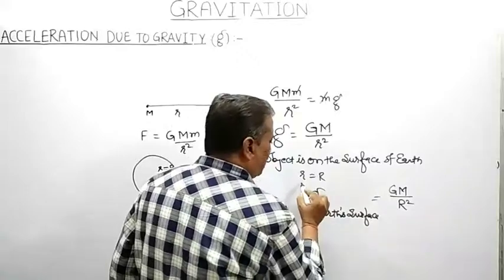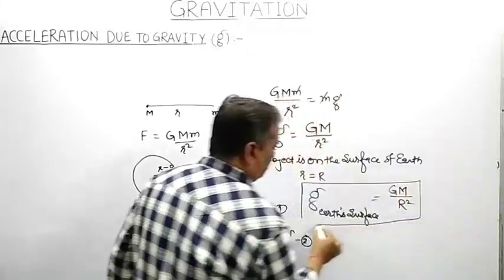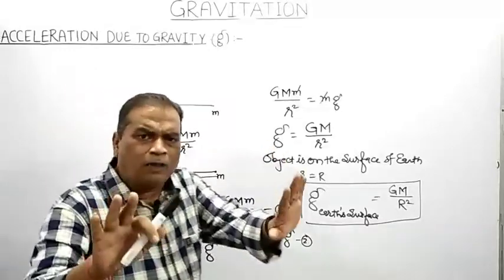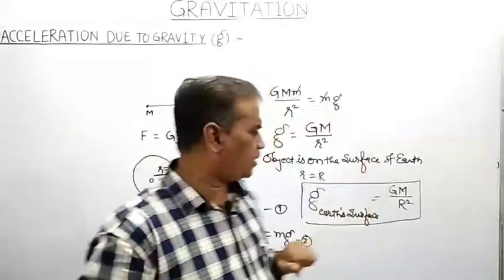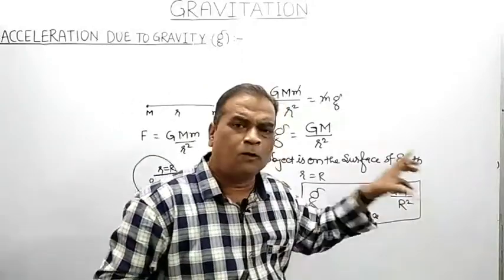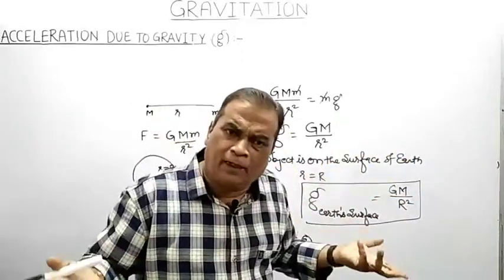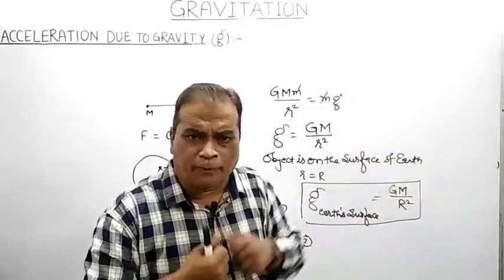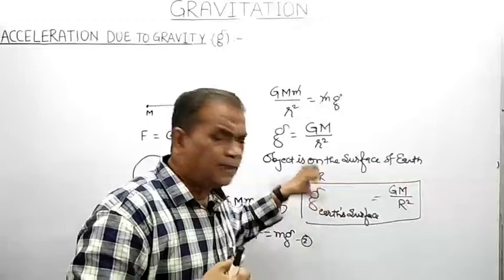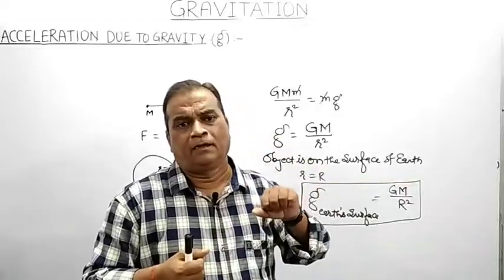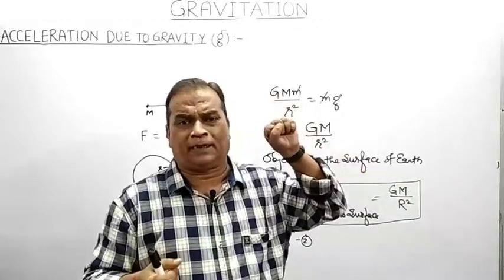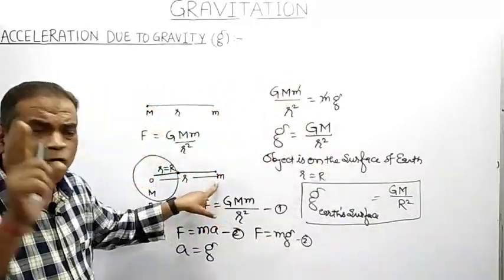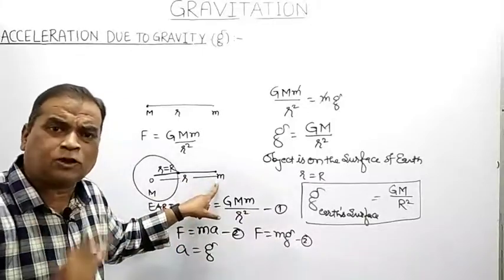And from this expression, again we can draw the conclusion that acceleration due to gravity for all the objects near the surface of earth depends only on the properties of earth, like mass of earth, density of earth, radius of earth, volume of earth. But acceleration due to gravity, which is acting on the object, does not depend on the mass of that object. Value of g does not depend on the mass of the object.